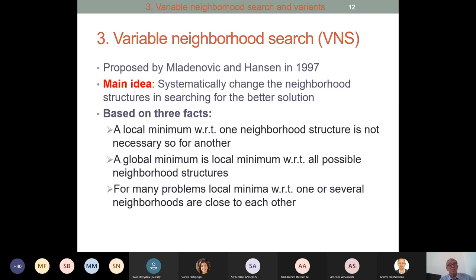And then the third basic fact, that is also very useful for all other metaheuristics of local search type, is that for many problems, local minima with respect to one or several neighborhoods are close to each other. If your problem is a location problem, then some locations are obviously good and some you need to choose to get the optimal solution. So this means in the solution space, all those local minima with good locations are very, very close to each other.